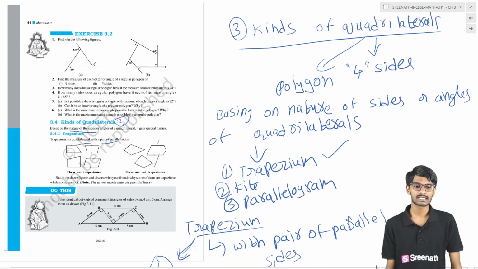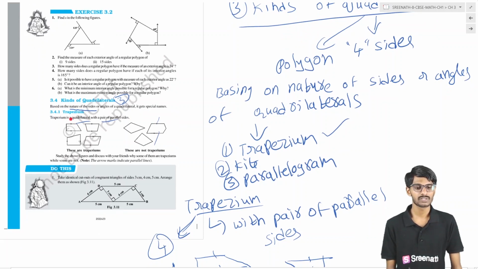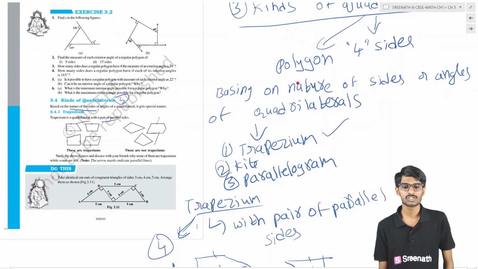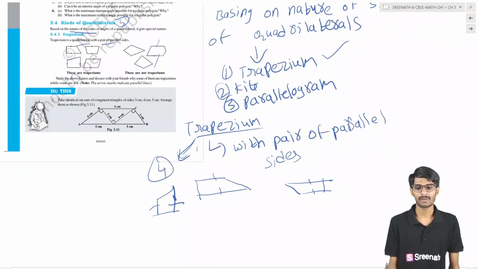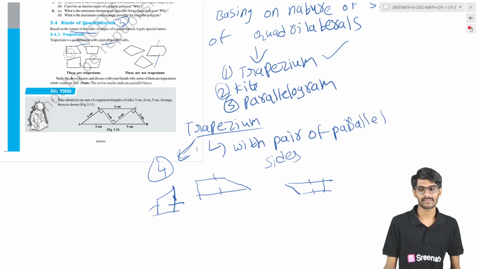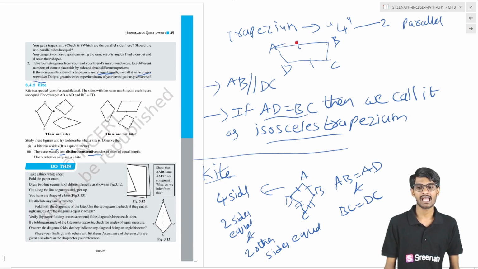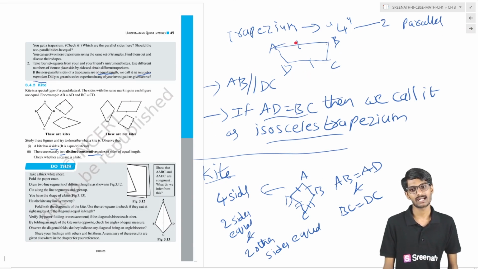And kinds of quadrilaterals, basically trapezium. Trapezium means it has a pair of parallel sides. Two sides are parallel, and the other 2 sides are not parallel. If it has 2 parallel sides and the other sides, which are not parallel, have equal length, then we call it an isosceles trapezium.